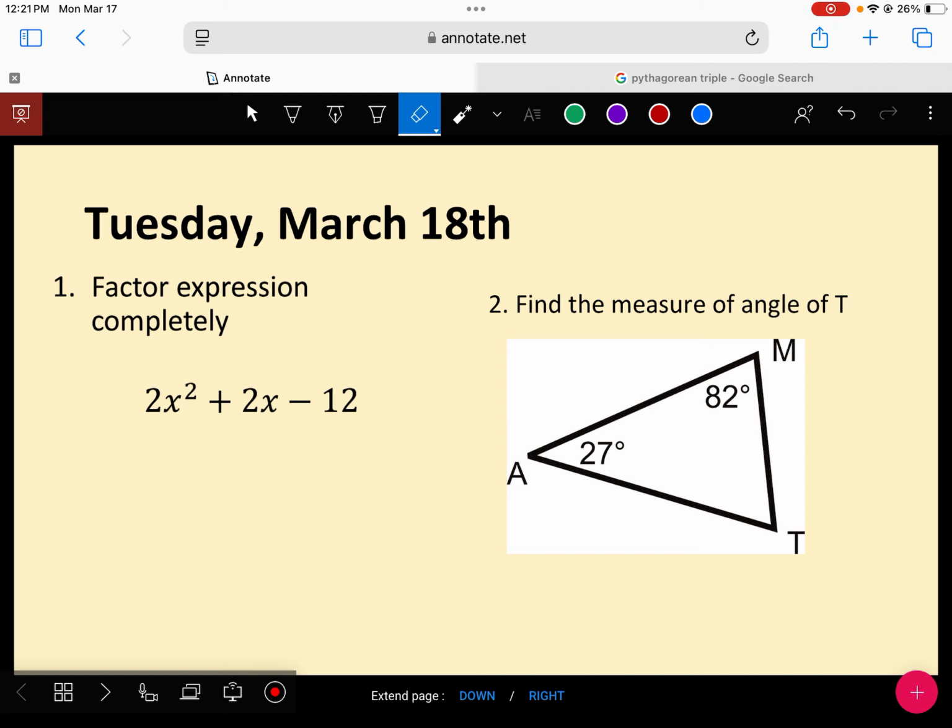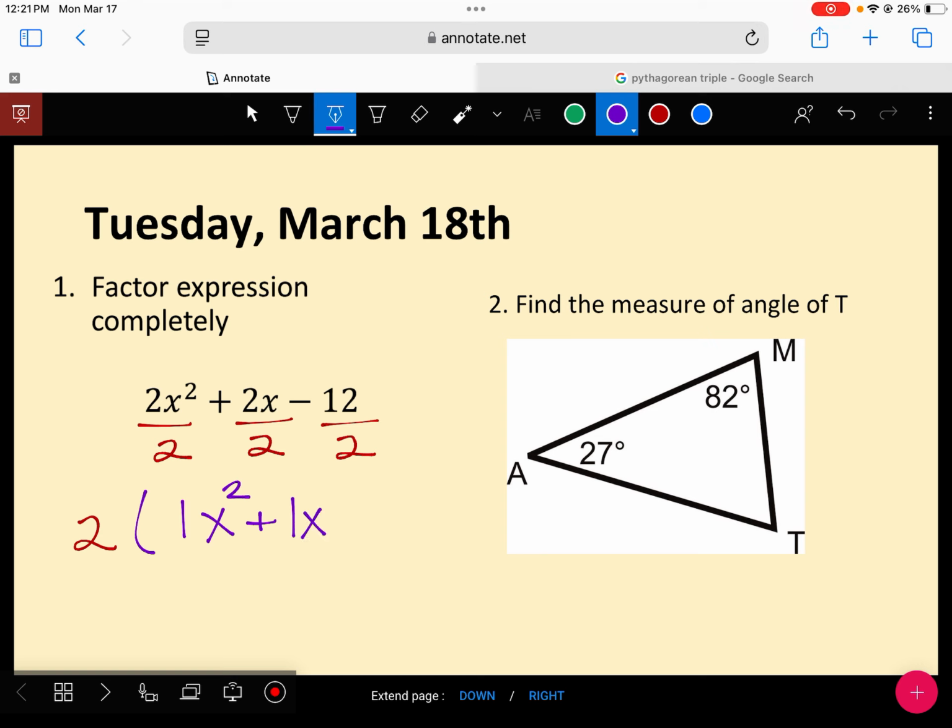So for today's factoring question, we have to first look for our GCF. This quadratic has a GCF of 2. Pick up your calculator and divide everything by 2. When you do, you get 1x squared plus 1x minus 6.